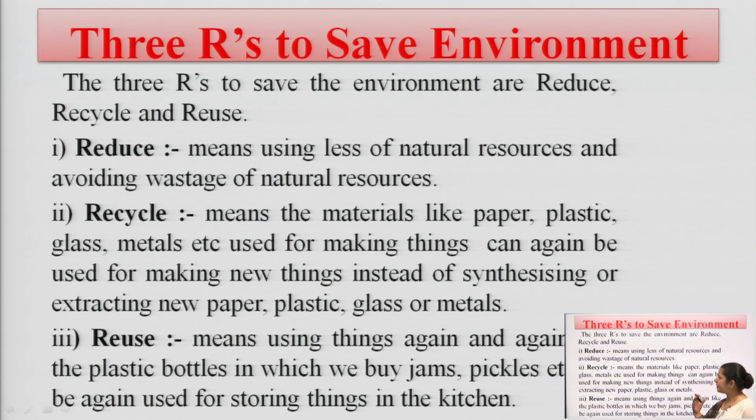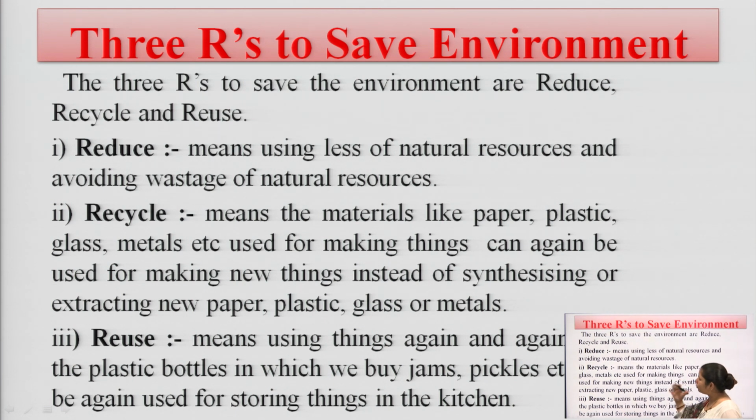Second R is recycle. Recycle means the materials like paper, plastic, glass, metal and many more used for making things can again be used for making new things. It means we have to focus on the recycling of the material. By this way we can also save our environment. And the third is reuse. Reuse means we have to use the same product in a maximum manner, using things again and again, like a plastic bottle which we use daily, in which we buy jam, pickles etc., can again be used in our kitchen for other purposes.